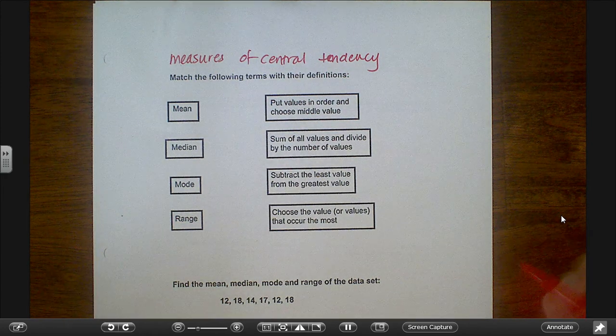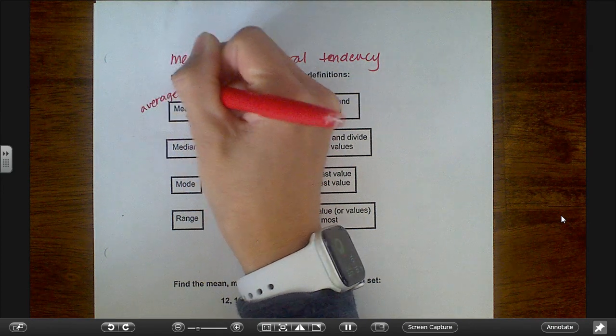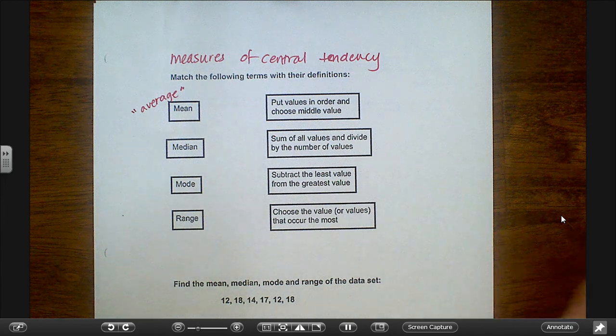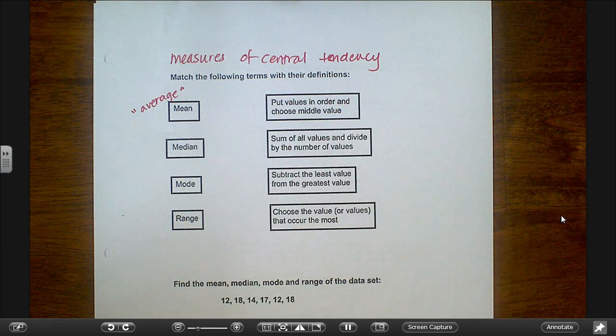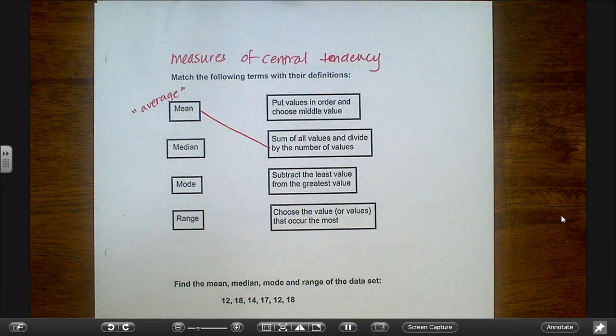So the mean, you've probably heard this. It has another name, an alias, if you will. It's also the average. So I'm sure you know what an average is. That is where you take all of the data points you have, you add them up, and you divide by however many you have. So that goes with this one.